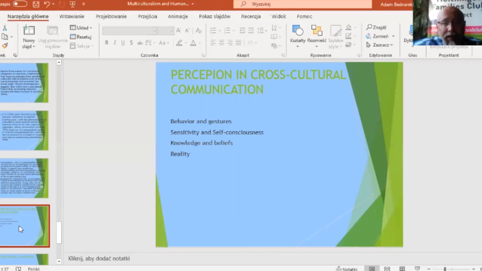Sensitivity and self-consciousness, the knowledge and beliefs, and perception of reality. And here we come to language and why it's so important to start at a very young age. There is a theory called linguistic relativism. Linguistic relativism is basically about the fact that we perceive reality through the prism of our languages. In other words, it's a tool with which we paint reality. And the tool with which we paint reality will be the way that we understand that reality.